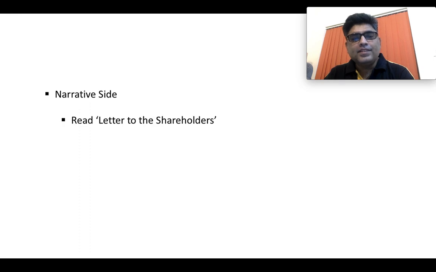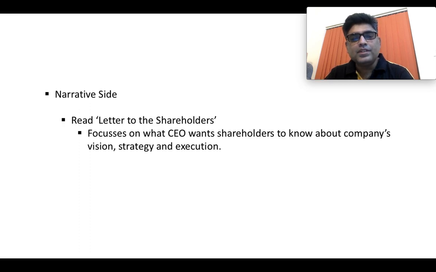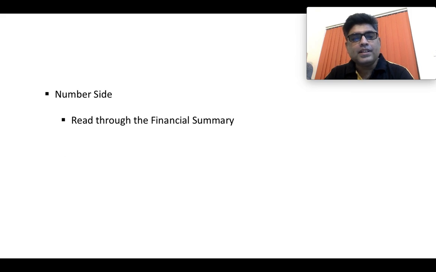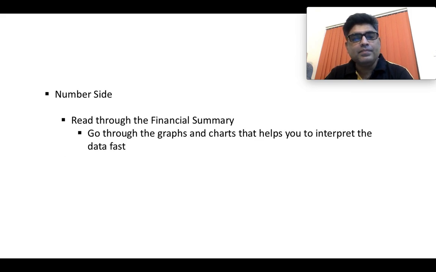So, on the narrative side, first try to read through the letter to the shareholders, because that's the section which focuses on what the CEO wants shareholders to know about the company's vision, strategy, and execution. Also, try to read through the risk section because it helps to understand the set of risks that the company is exposed to. Now, if you go to the number side, read through the financial summary, and go through the graphs and charts that help you to interpret the data fast.